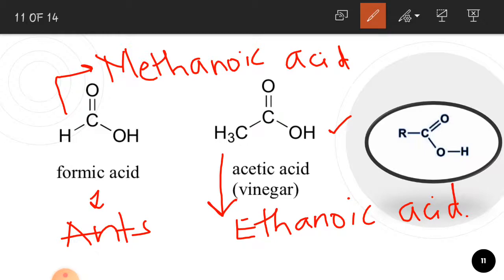Now, if you look at the names of these two compounds, you will see that both end with the suffix -oic, followed by the word acid. So all the compounds whose name ends with -oic followed by the word acid will be considered carboxylic acids. This C double bond OOH is called the carboxyl group, and this carboxyl group is the functional group of all the carboxylic acids.